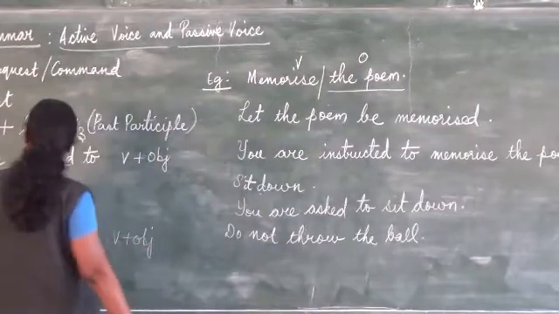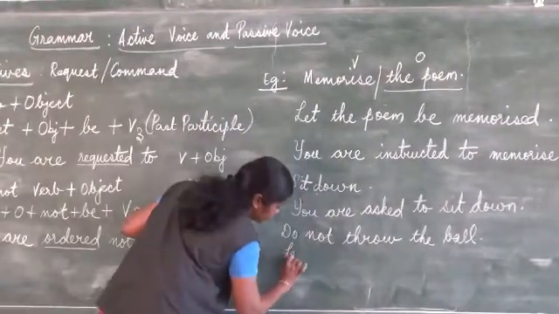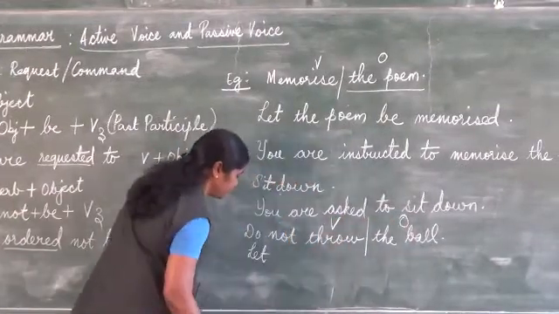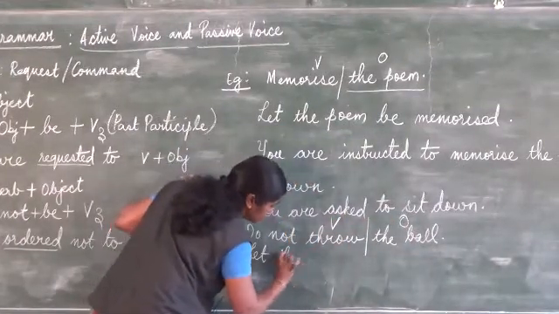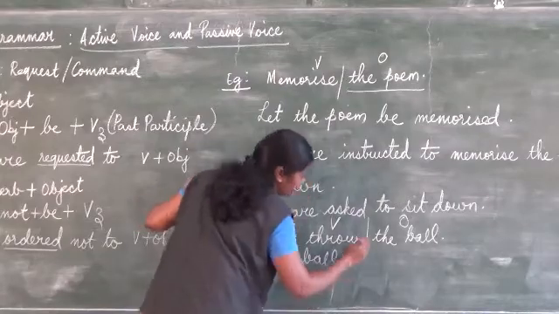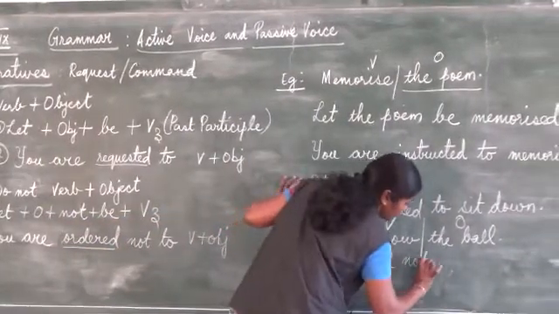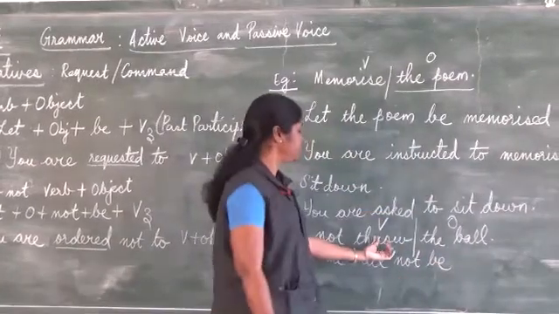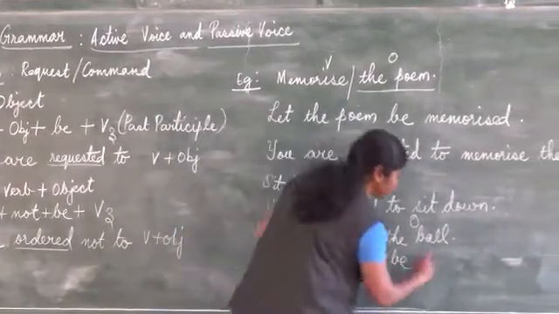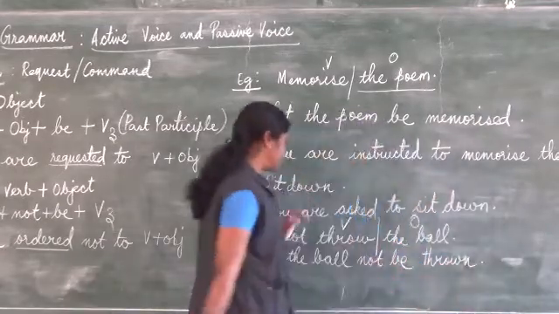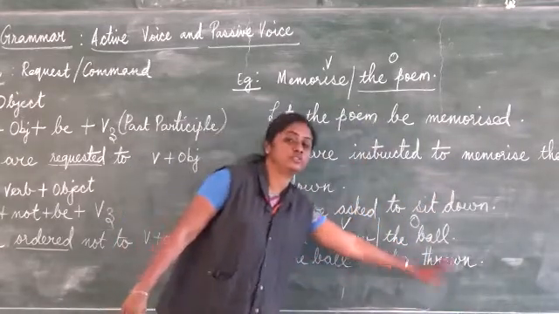Okay, so using the first method, let, object is ball. This is verb. Okay, let the ball. Then you have to write the negative word not. Not be. Here the verb is throw, no? So V3 of throw is thrown. Let the ball not be thrown.